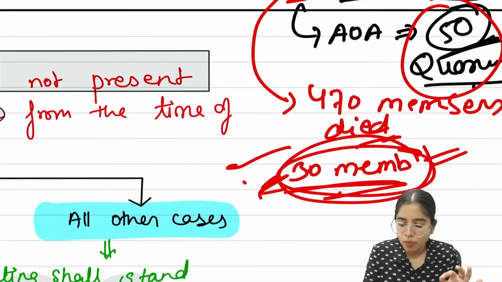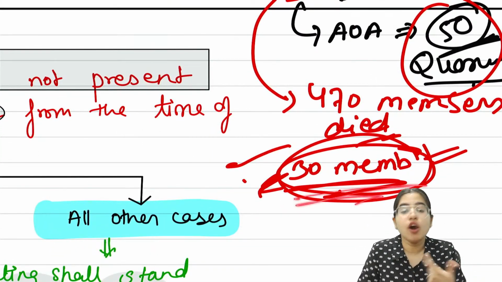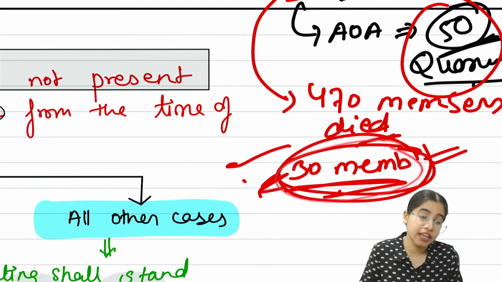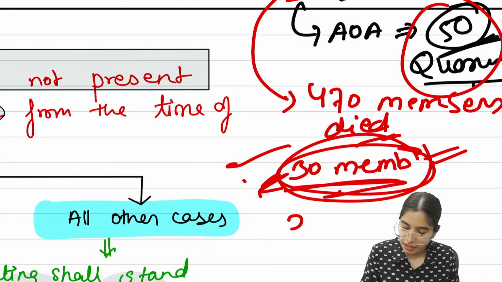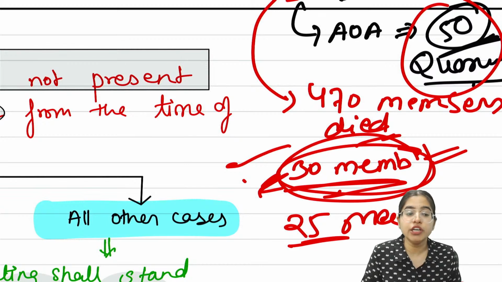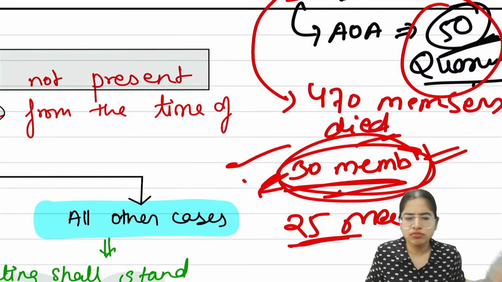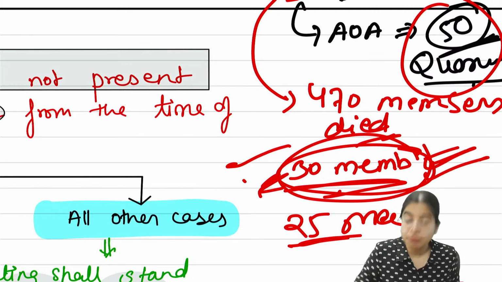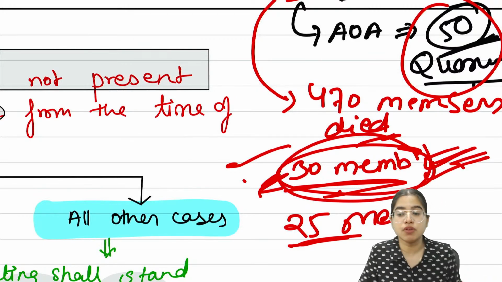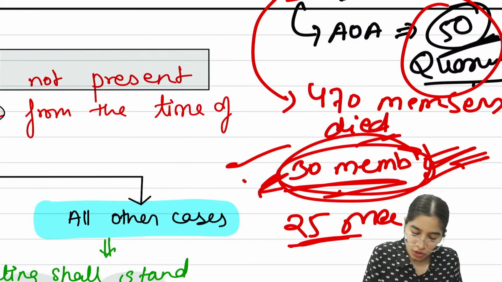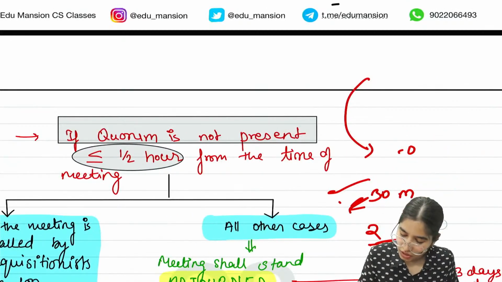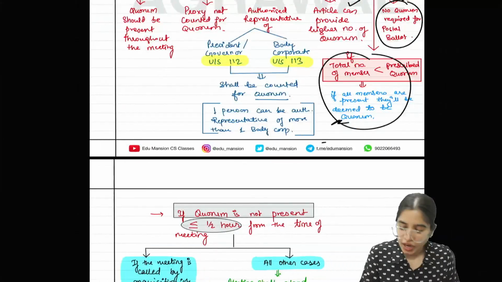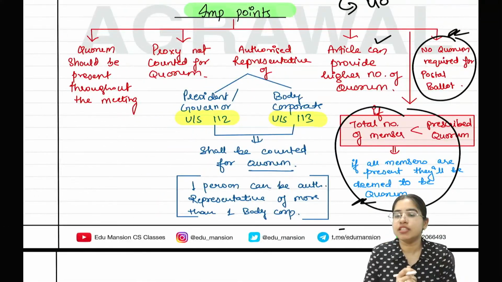But there is one small point, ma'am. If not all members are present, let's say among 30 only 25 were present, then quorum is not present. Quorum will be present only if all 30 members are present. I hope you are crystal clear with this point. So we are done with the important concepts of the quorum.